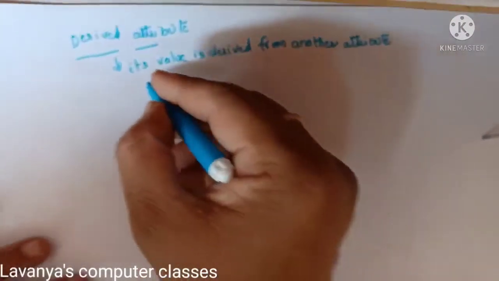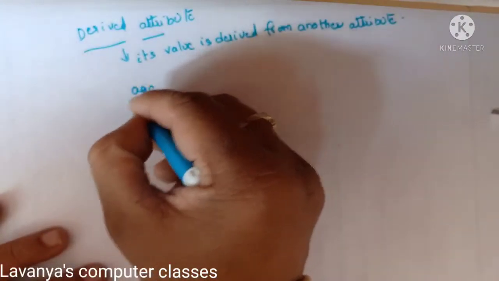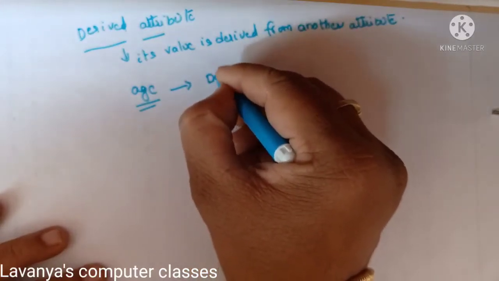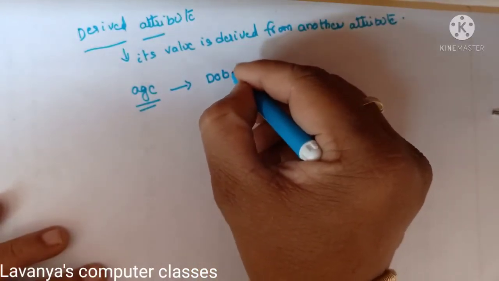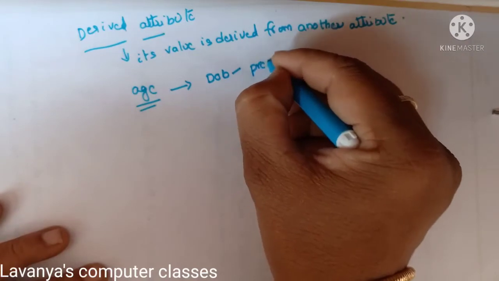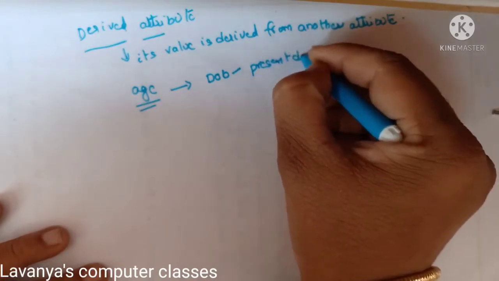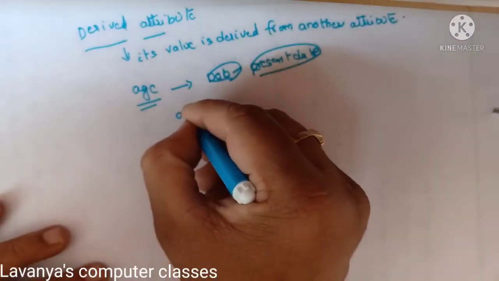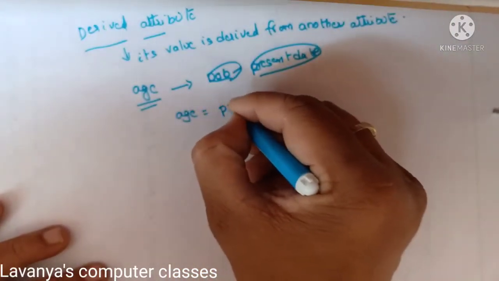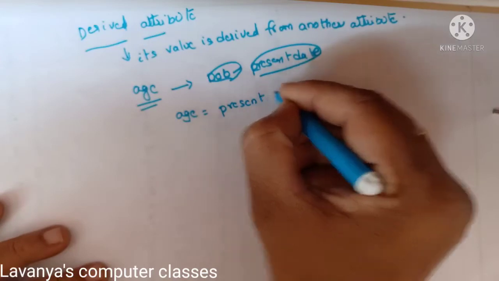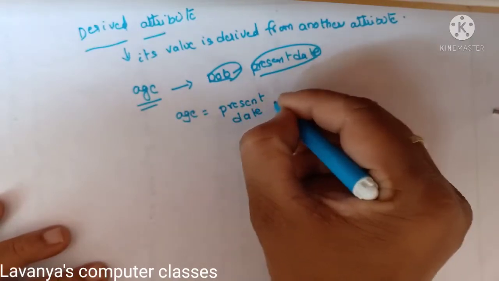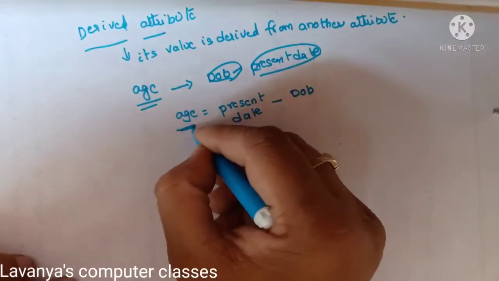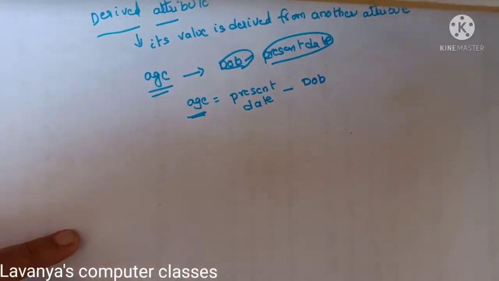For example, age. How can you calculate the age of a student or a person? If you know the date of birth and the present date, then we know the age of a person. Today's date minus date of birth, then we automatically get your age. So to calculate age we need some other values also: present date and date of birth. Then only we get the age.